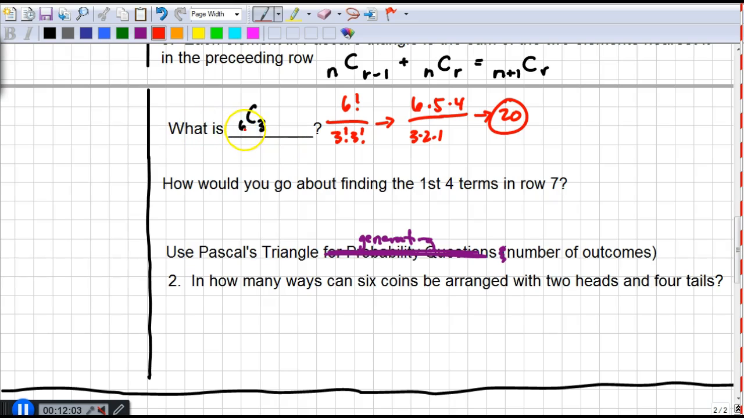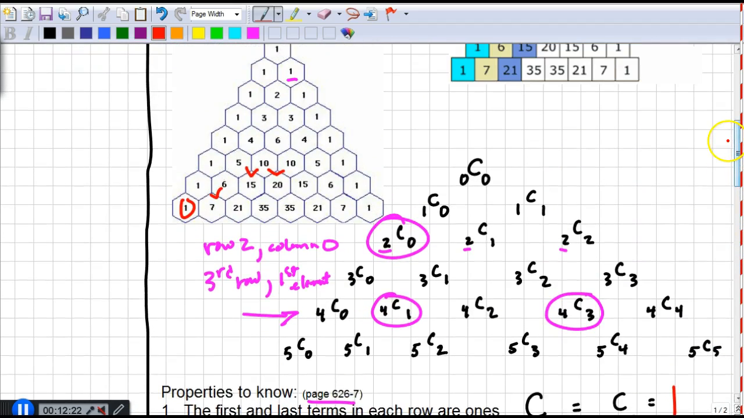If I want to generate 6 choose 3 from the triangle, I would go to row 6, column 3, assuming that I am counting from 0. So let's utilize the triangle and remember to count from 0, and let's go to row 6, column 3. So if I go to row 6, that would be this row here. And if I want to find 6 choose 3, I start with 0 and I say 0, 1, 2, 3. The third term in is actually the fourth number in that row, because 6 choose 3 is the fourth number in.